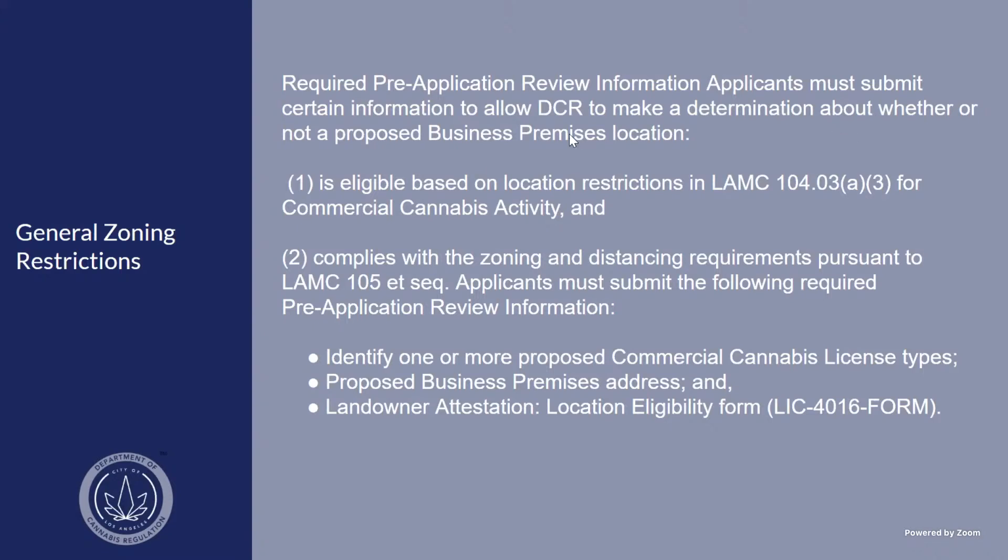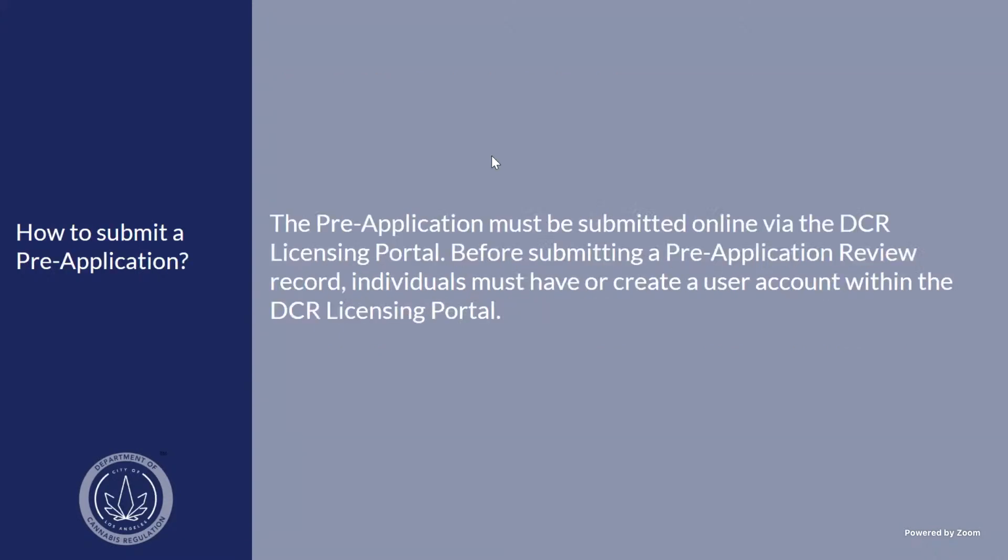So we look at the eligibility criteria based on the landowner attestations, and then DCR staff actually do the measurements and do the review of the zoning and distancing requirements within our system. So all of the pre-application review records are submitted online via the DCR licensing portal.